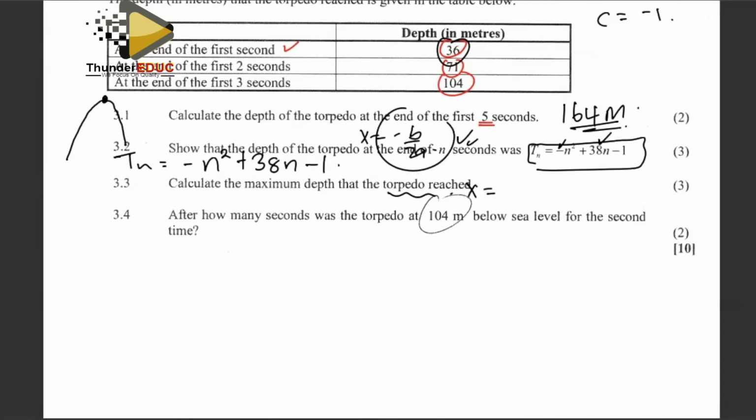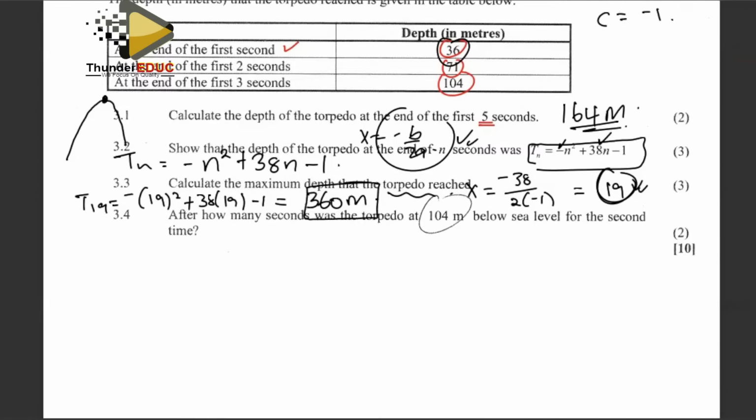-b over 2a. So our b was 38, so -38 over twice the a, which is -1, meaning that the maximum is at a position of 19. So the question wants the maximum, so we need to look for T19, -19 squared plus 38 times 19 minus 1. All right, so negative 19 squared plus 38 times 19 minus 1. So I'm getting 360 meters. So this is the maximum height that the torpedo will ever reach.